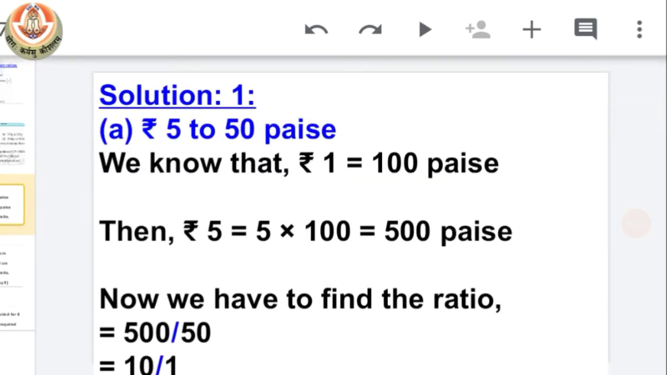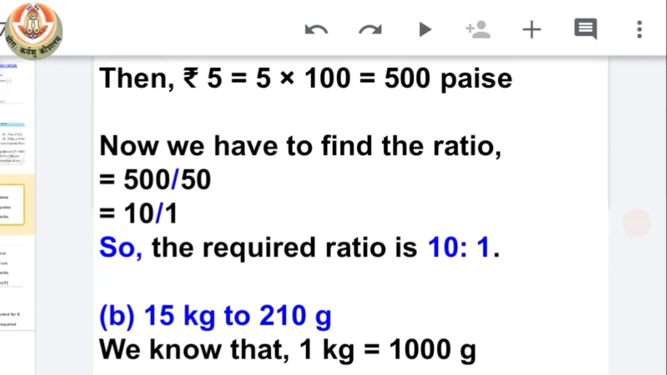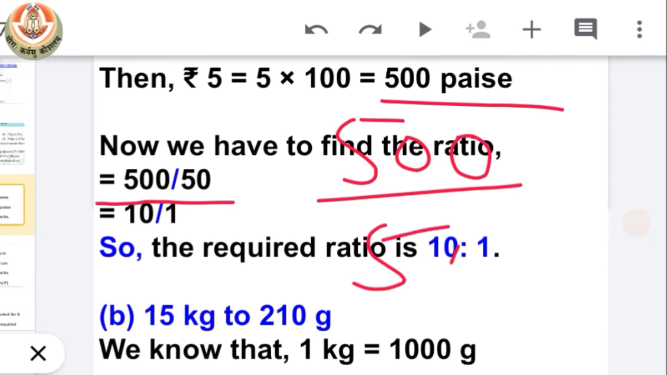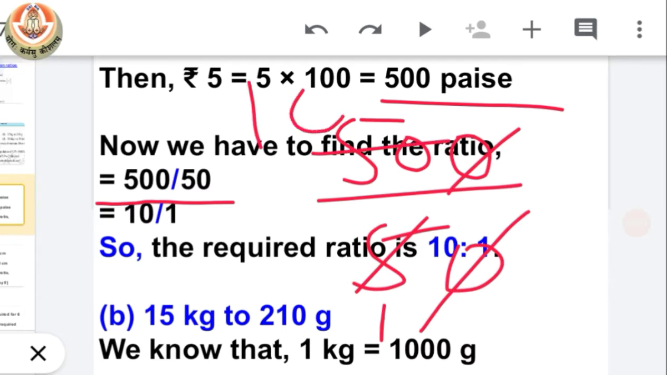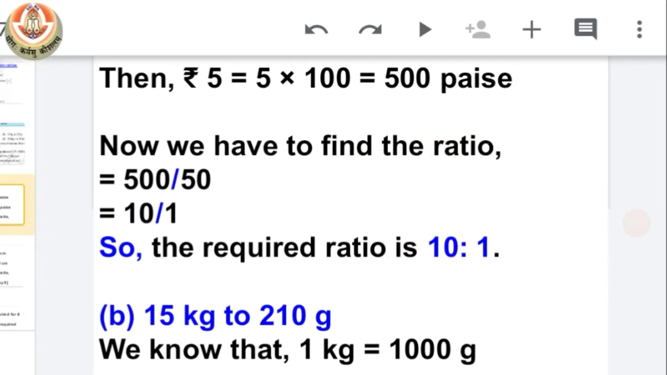So what we did? We converted 5 rupees into paisa. When we do so, we multiply 5 with 100 and we get 500 paisa. On the other hand, we have 50 paisa. So when we write them as a ratio, 500 by 50, and after solving in simplest form, 0 cancels out with 0, 5, 1 and 10, we will get 10 by 1.